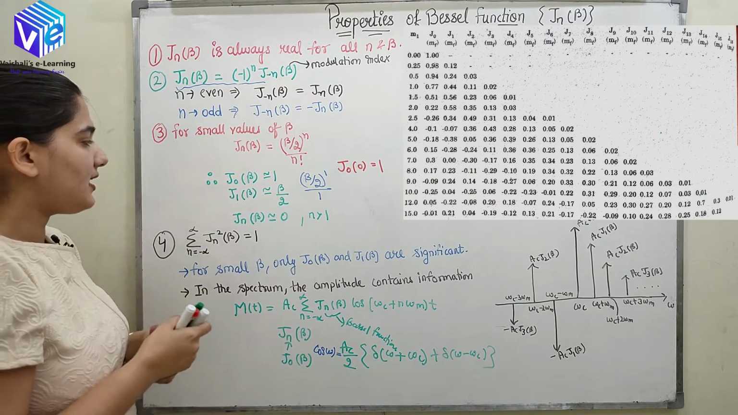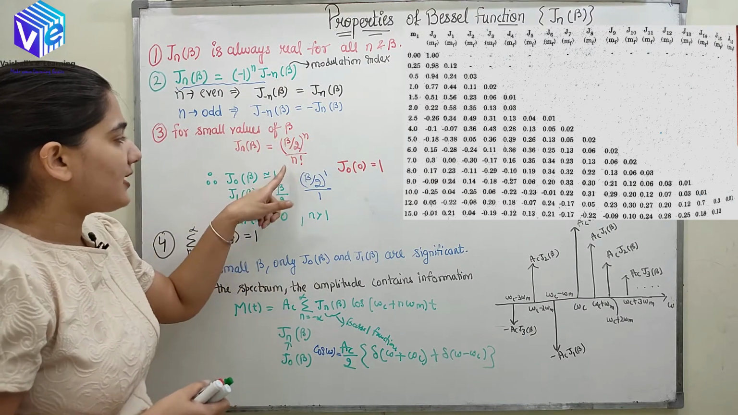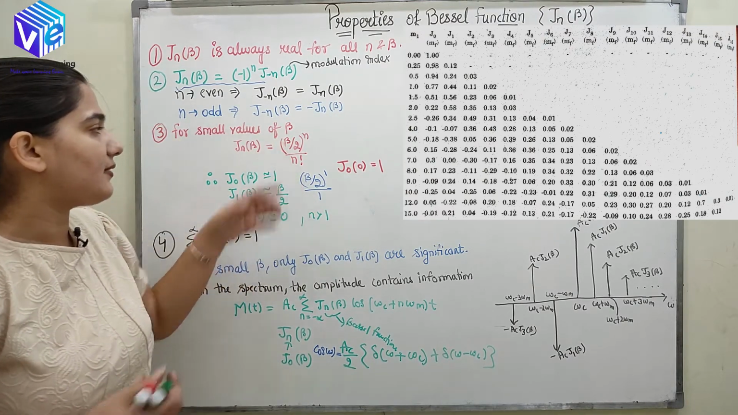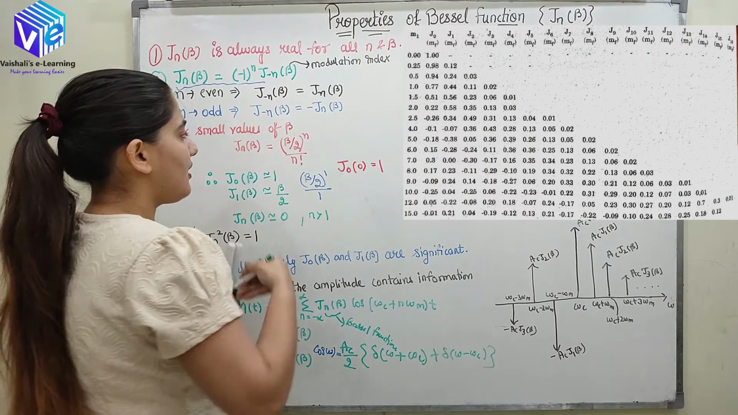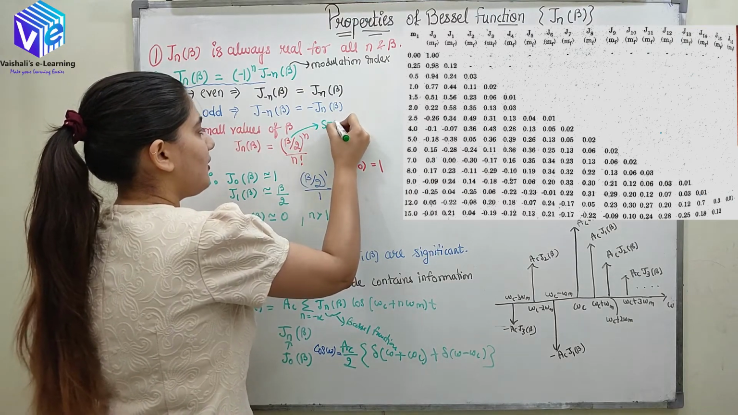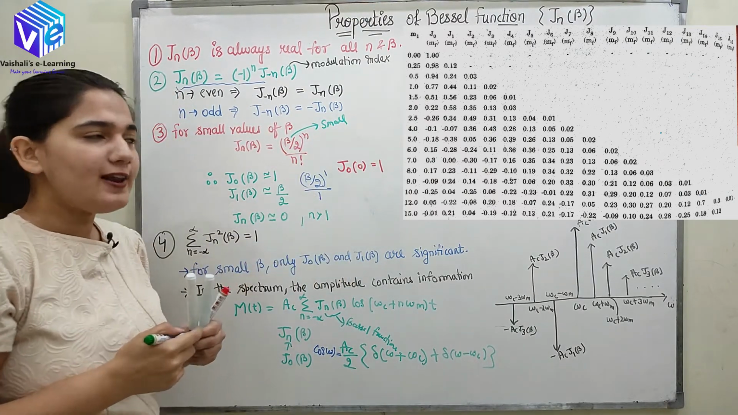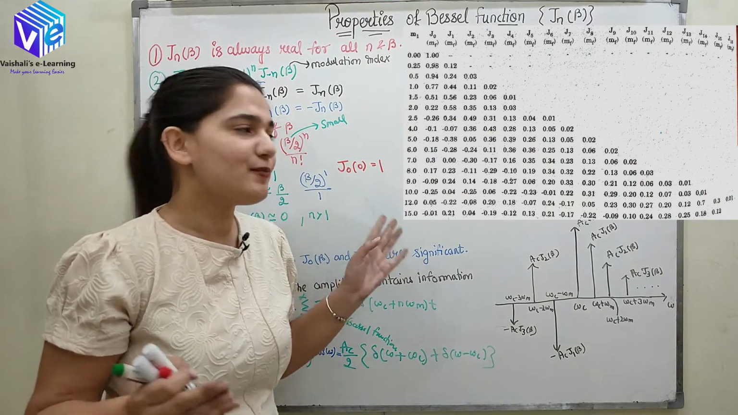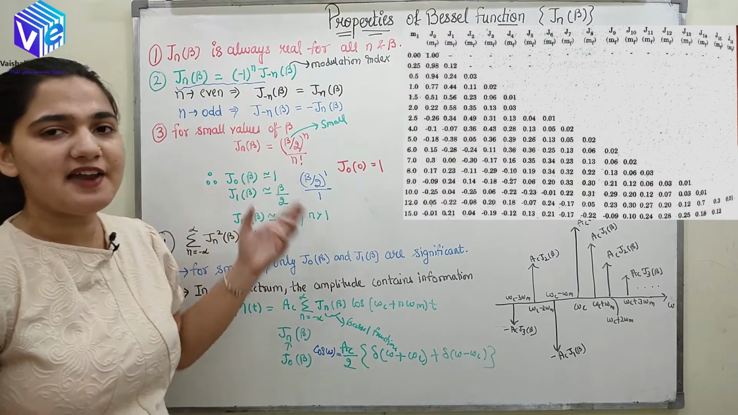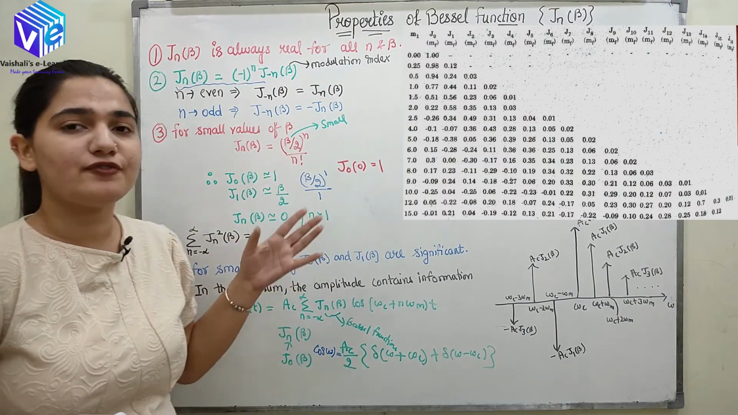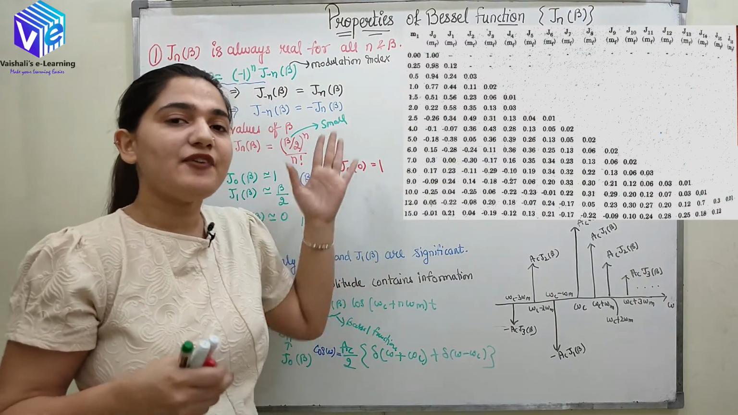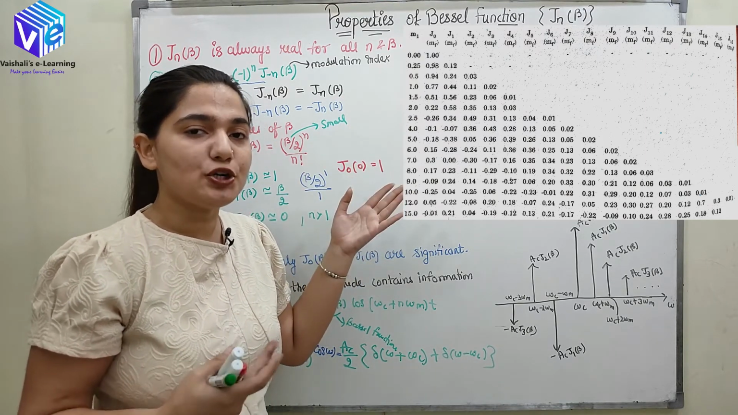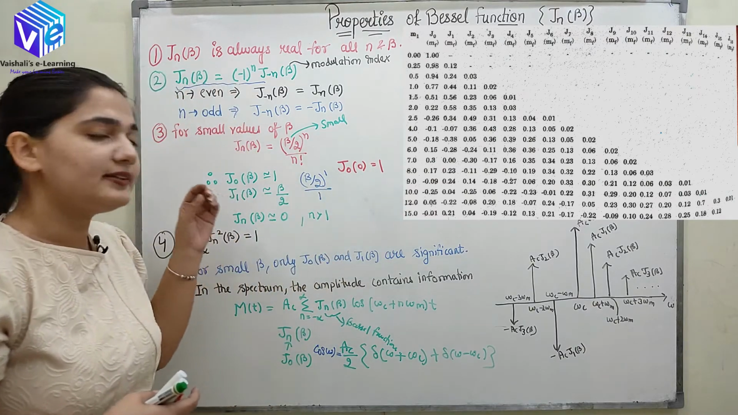Now similarly, if I put a large n, this n factorial would be very large, and because beta is small, beta by 2 would be small. If I take the nth power of a small value, it would be a small number, and if it is divided by n factorial, I'll get 0. From the graph also you can see, if I increase the value of beta, the modulation index, only then I'll get the side bands.